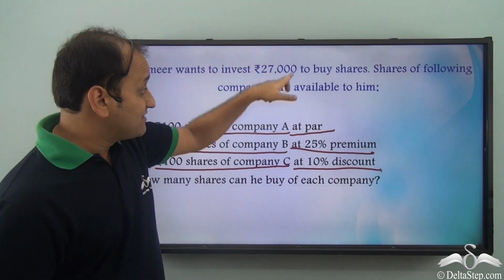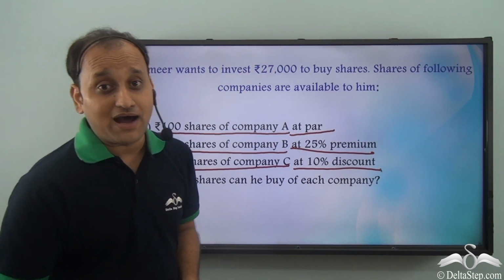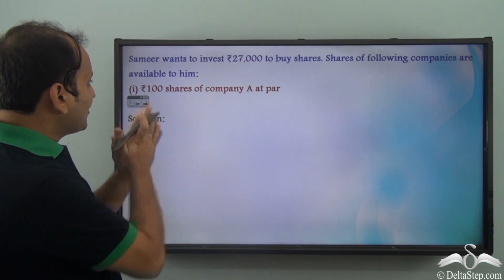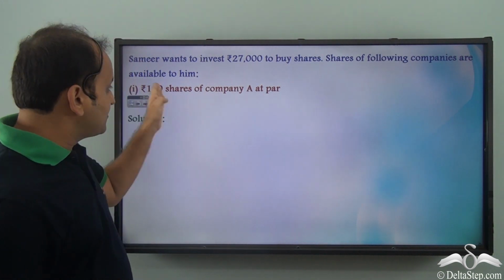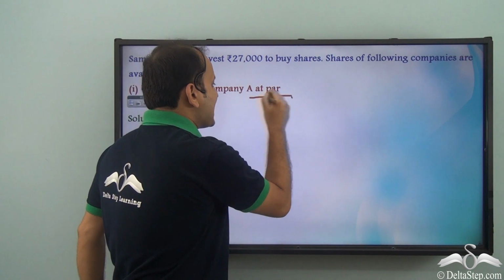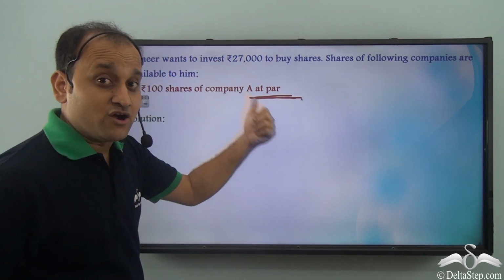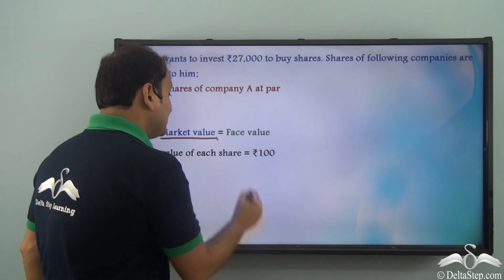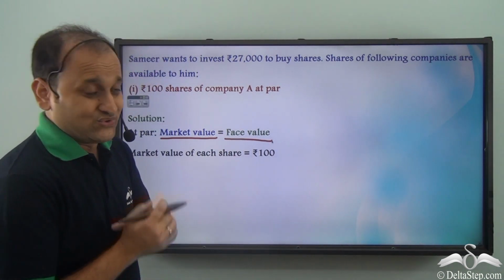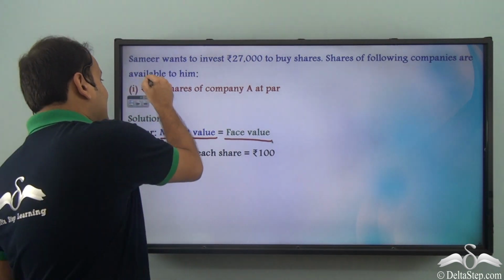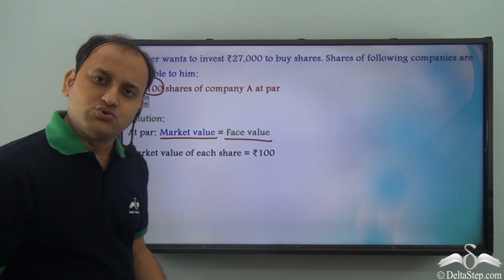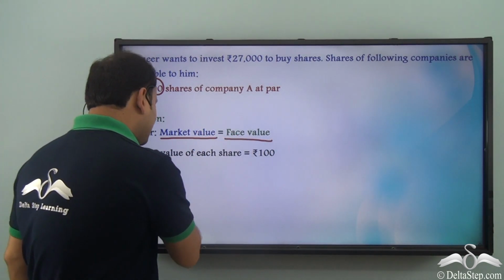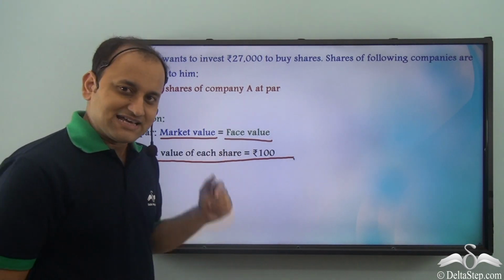Let's see, in 27,000 rupees, how many shares can he buy of company A? So what do we have? We have rupees 100 shares of company A at par. Now what is the meaning of at par? At par means market value is equal to face value, which means that the face value given to us is equal to the market value, which is rupees 100. So in this case, market value of each share is rupees 100.